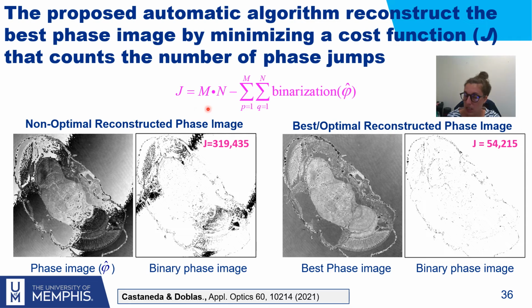But what we're going to do is count how many pixels turn black. If the image is perfectly phase-unwrapped, then this sum is going to give us N, so J is equal to 0. But that's not going to happen. We're always going to have some phase gaps in the edges, so we just need to minimize our cost function.